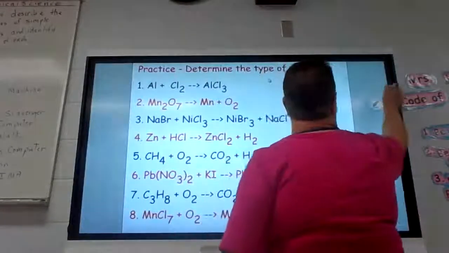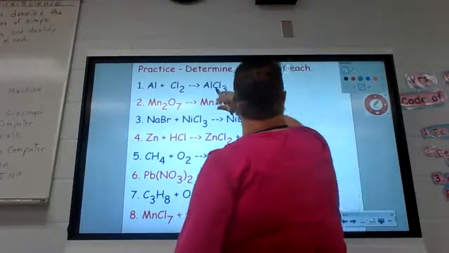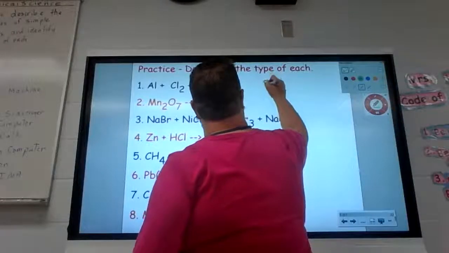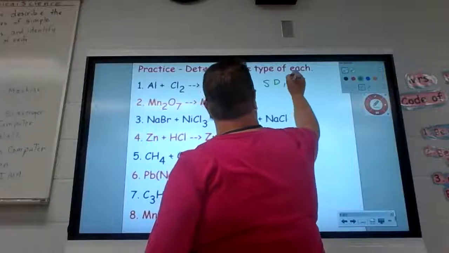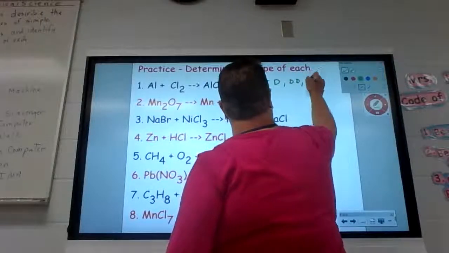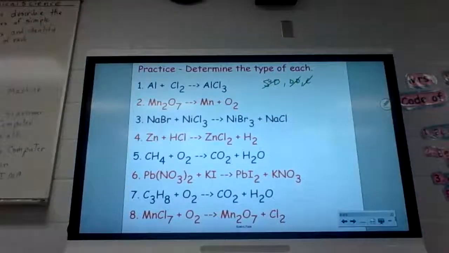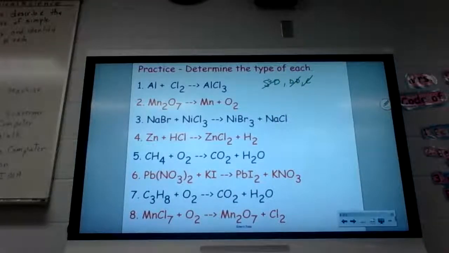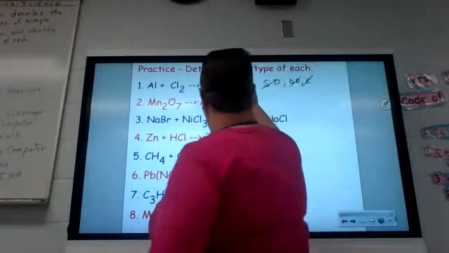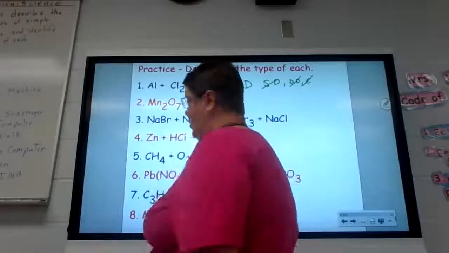I'll use green. Can you see green, Sumatra? Yeah. All right, so single displacement, double displacement, and combustion are all out. Everybody good with that? Because there's only 1 plus sign, and those 3 require 2 plus signs. Is everybody good with that? Okay, so that means we're either synthesis or decomposition.